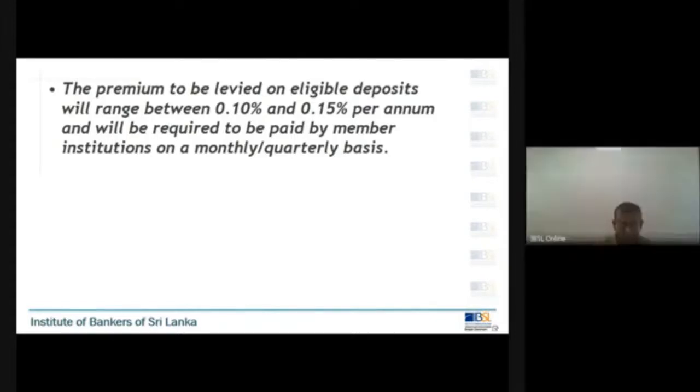Could you please repeat it again? Okay. Can I draw this, if you can see? I'll draw here. Suppose your CAR, the capital adequacy ratio, is 14% or more. So how much do you have to pay? 0.1% annually from the eligible deposits. Say eligible deposits are 100, for example. So how much do you need to pay? 0.1%. So how much? Only 10 million, no? Like that. Okay, now that's the first one.